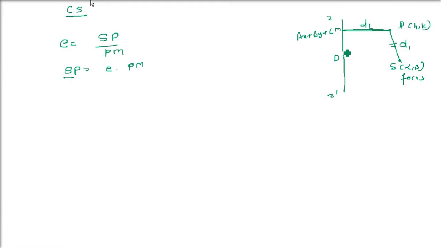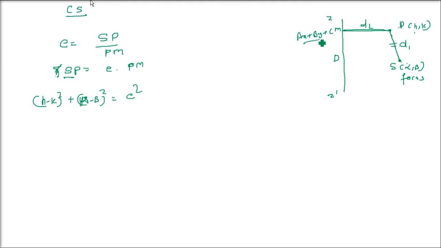E is eccentricity. Now what will be the SP? We'll use the distance formula here. H minus alpha whole square plus K minus beta whole square. Actually it should be under root, but I'm going to square it, so I'm not writing the square root. I'm squaring it because I just don't want the under root on the left hand side. So I squared it. E square, PM will be also squared.